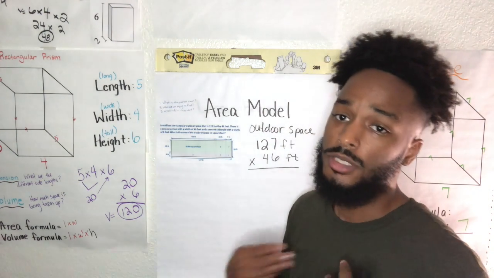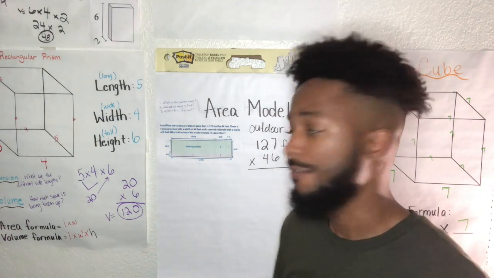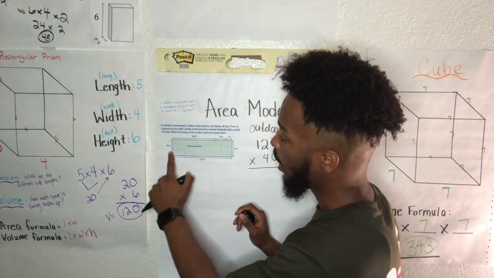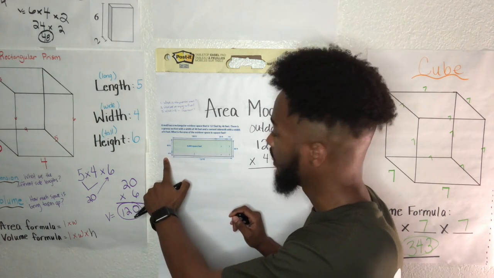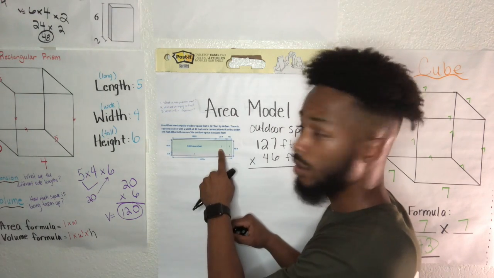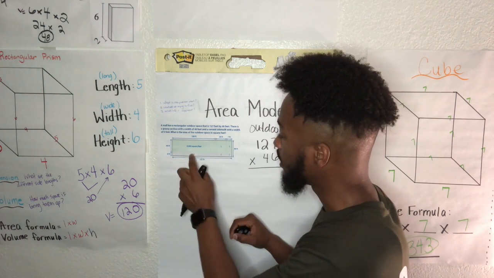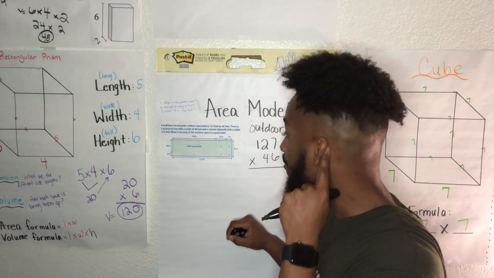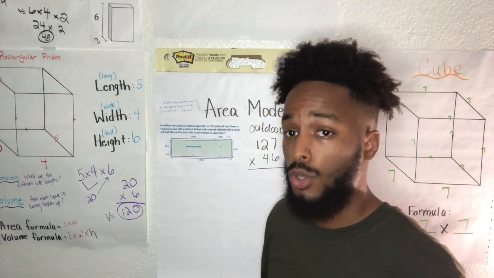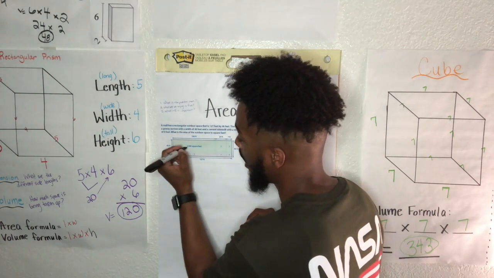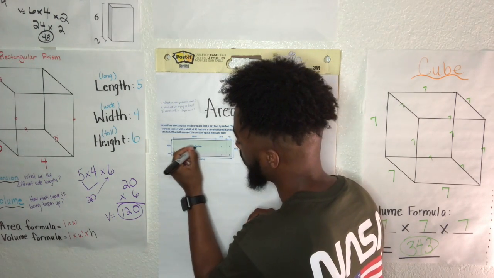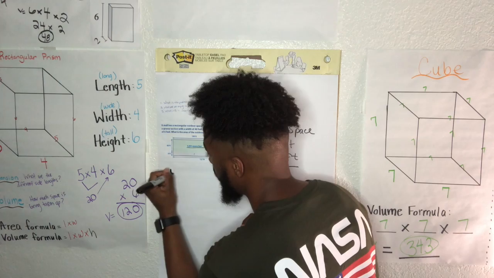So if you're following along with Mr. Spencer in your workbook on page 55, we see on the left-hand side that the width is 46 and the length is 127. But then you also see these little question marks inside. So what I want to do is find the area of each of those question marks, and then add them up to find the total. Here we've already got 40 times 100, which gives us 4,000.